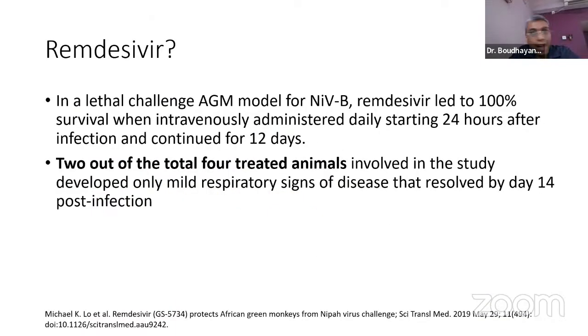So what about remdesivir? Another COVID drug, all the COVID drugs are coming back in this infection. In AGM, meaning African green monkey, in this model, they have given remdesivir up to 12 days. And there has been some benefit of decreased infection or milder infection. Only 2 of the 4 treated animals developed the disease. And those who developed the disease had mild respiratory symptoms, and the symptoms usually resolved by day 40.